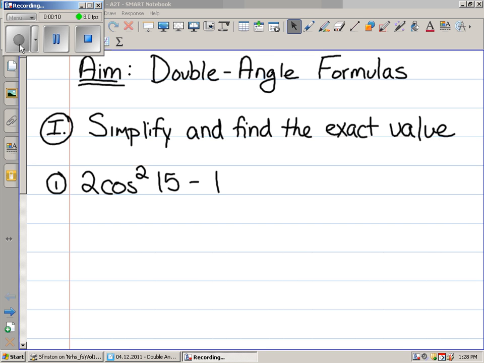Guys, we're doing double angle formulas, right? We saw it on Friday. We're just going to see it again today in a little bit of a harder form. But everybody seems to think this is real easy. Sydney, what do I do? Tell me.